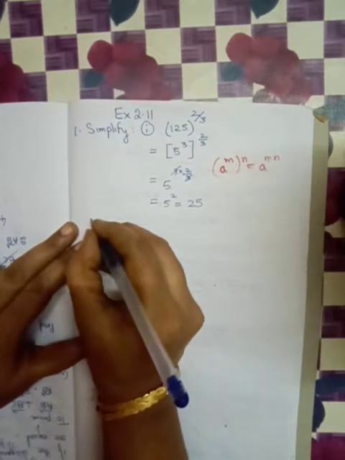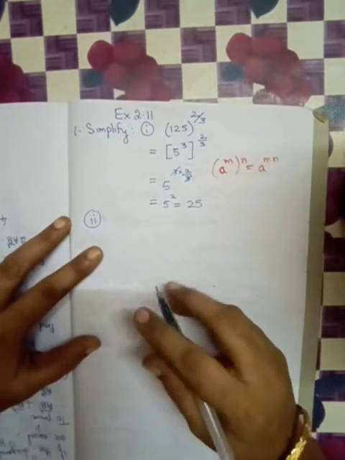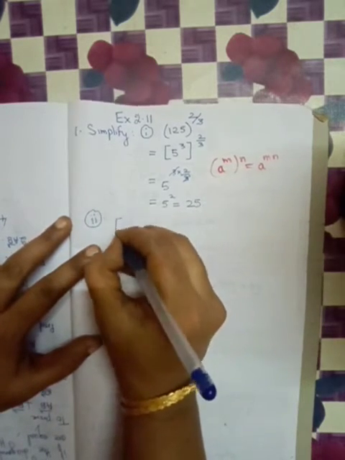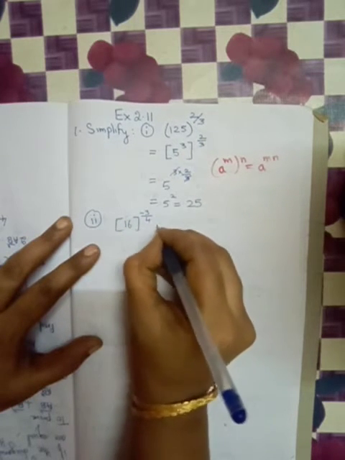Now let us see second subdivision. Second subdivision, the question is 16 to the power minus 3 by 4.